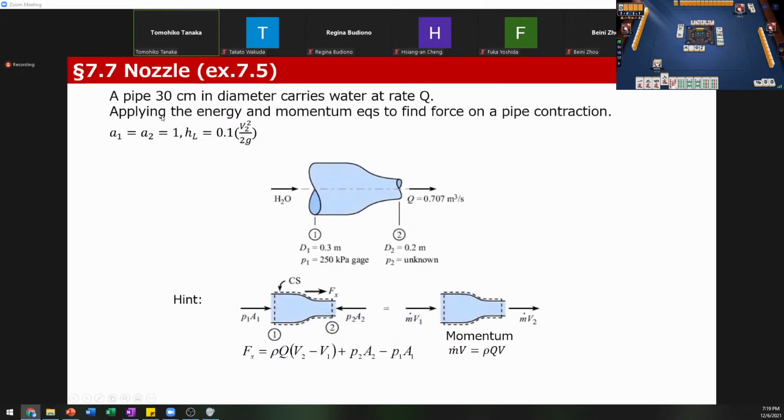And the next exercise is a pipe 30 meter in diameter carrying water at a rate of Q here. Apply energy and momentum equations to find the force acting on the pipe contraction here. And then you can use alpha of 1 and loss of head of 0.1 times V2 squared over 2g. Okay, so those are the questions.